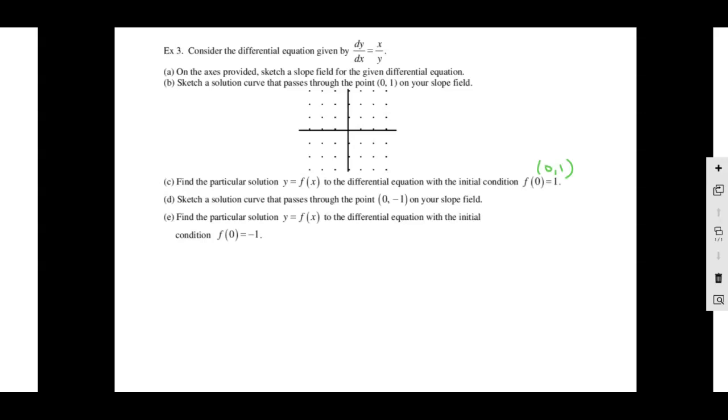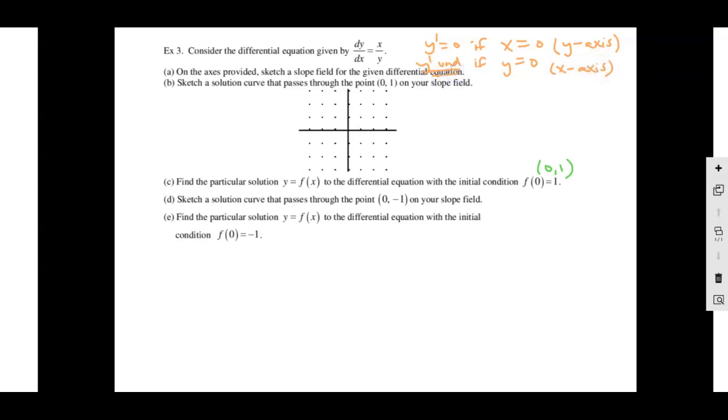I always like to look for the easy ones. So let's see. The derivative will be 0 if x equals 0. So anywhere the x value is 0, you know the slope's going to be 0, and the derivative would be undefined if the y value equals 0. So any point on my y-axis, the slope's going to be 0. Any point on the x-axis, slope's going to be undefined.